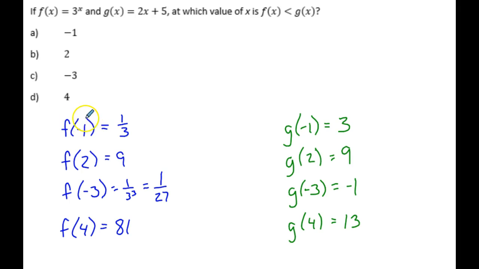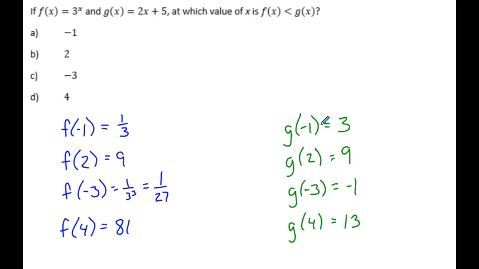Plugging these values in, f of negative 1 would be 3 to the negative 1 power. Remember exponent properties from earlier, we always want to make a negative exponent positive, so we move it to the denominator and get 1/3. F of 2 would be 3 squared, which is 9. F of negative 3 is 1 over 3 raised to the positive 3 power, which simplifies to 1 over 27. F of 4, 3 to the 4th, is 81.